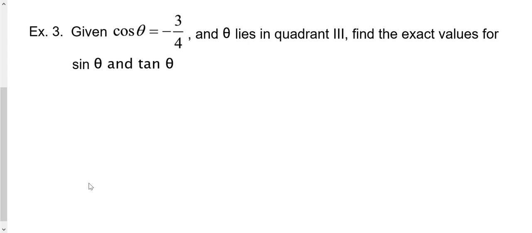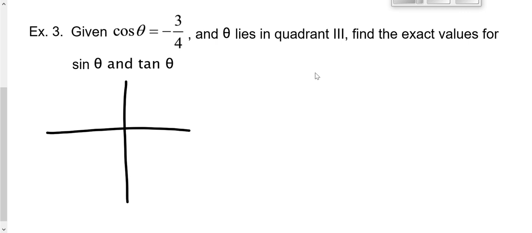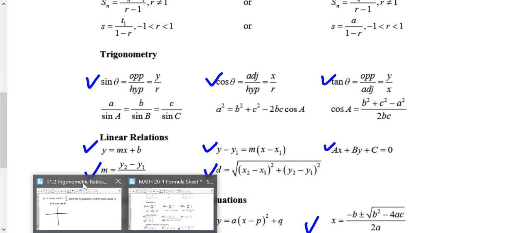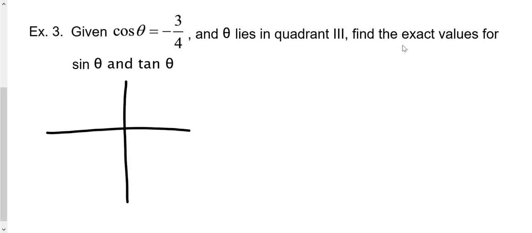Right, so the first thing we want to do is, of course, to sketch this. You may or may not need to sketch this, but you have nothing to lose. So if you look at this, what is cos? Cos is adjacent over hypotenuse. So this is my adjacent, this is my hypotenuse.